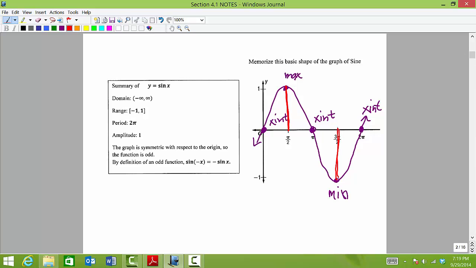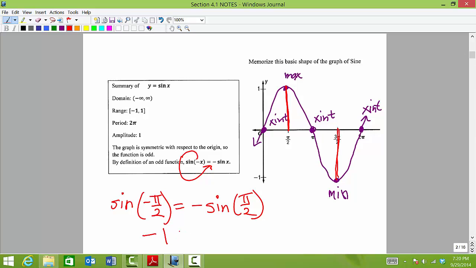The graph is symmetric with respect to the origin, so the function is odd. By definition of an odd function, the negative on the inside for the input basically comes outside and becomes the same thing as a negative on the outside of our function. In practical terms, that means that the sine of negative pi over 2 would be exactly the same thing as minus the sine of positive pi over 2. In fact, the sine of negative pi over 2 would be minus 1. The sine of pi over 2 is positive 1, but then the negative comes on down. So we see that they would be equal.